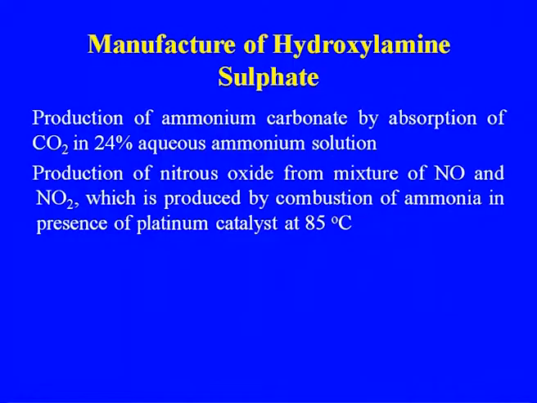So, first, the manufacture of the hydroxylamine sulfate. The first step is the production of the ammonium carbonate by absorption of CO2 in 24% ammonia solution. Then the production of nitrous oxide from a mixture of NO and NO2, which is produced by combustion of ammonia in the presence of the platinum catalyst at 85 degrees centigrade. So, this is the process from where we are getting these two nitrous oxide mixture which is used in the process.